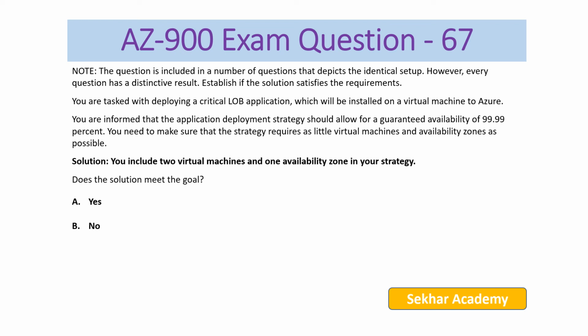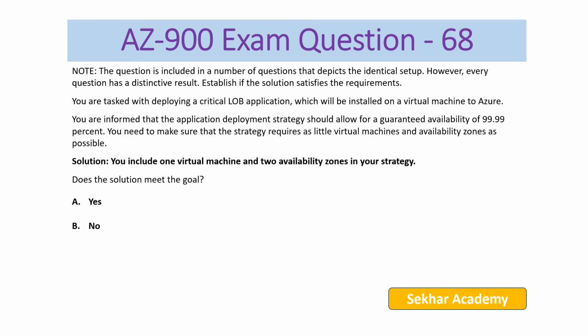The solution here, 2 virtual machines and 1 availability zone, will not meet the goal. Why? Because the availability guarantee here is 99.99%. So the right answer is option B, no. So the 2 virtual machines and 1 availability zone will not meet the solution here.